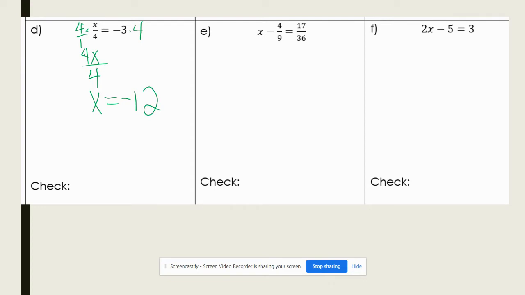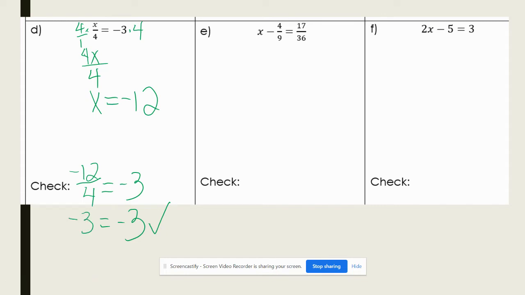Again, if you want to do your check just to make sure that you're on the right track, you're plugging negative 12 in for the x in the original equation. Negative 12 divided by 4 is negative 3. Negative 3 is equal to negative 3.